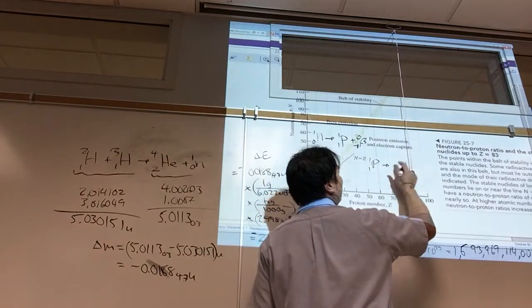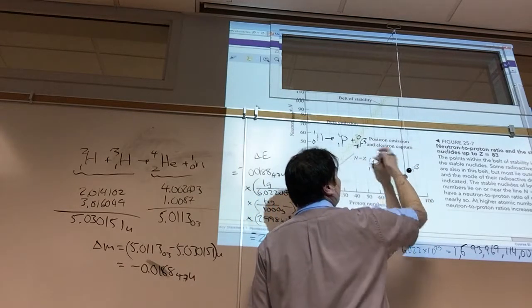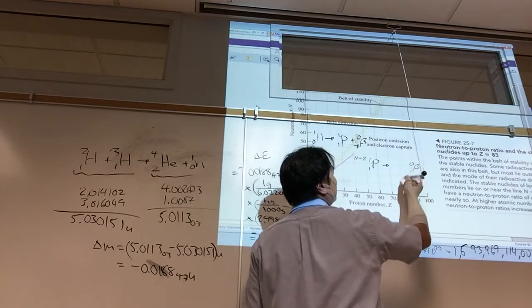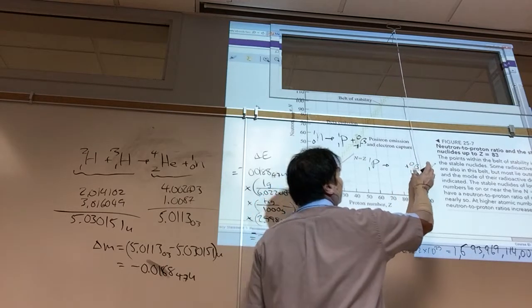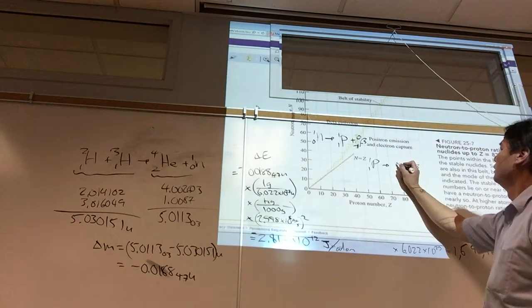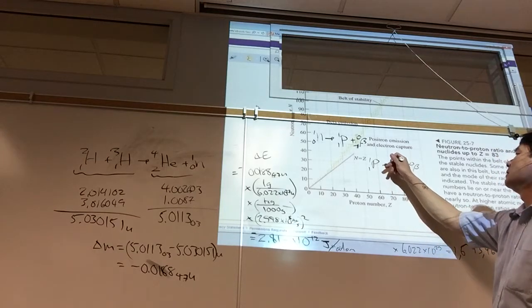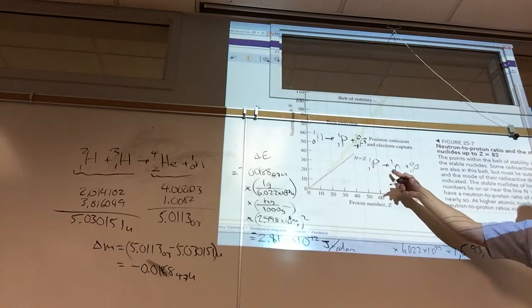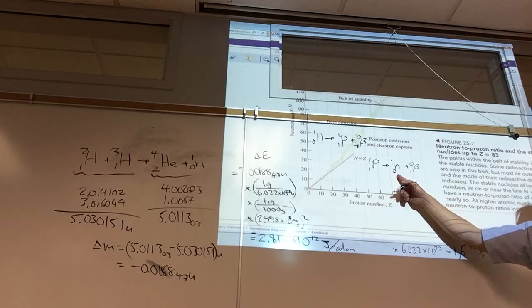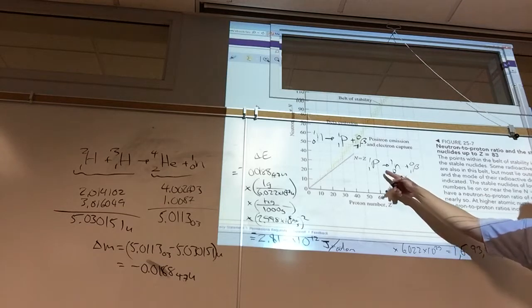And so a positron would be a beta, not with a -1, but with a +1, and a mass number of 0. And so this must be plus a what? Neutron. And so here we convert a proton into a neutron via positron emission. And that gets rid of some protons.